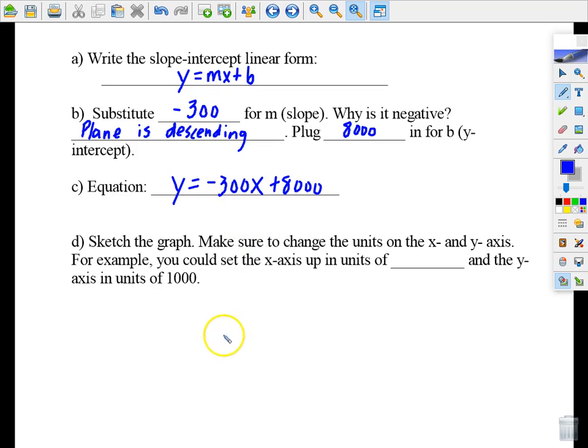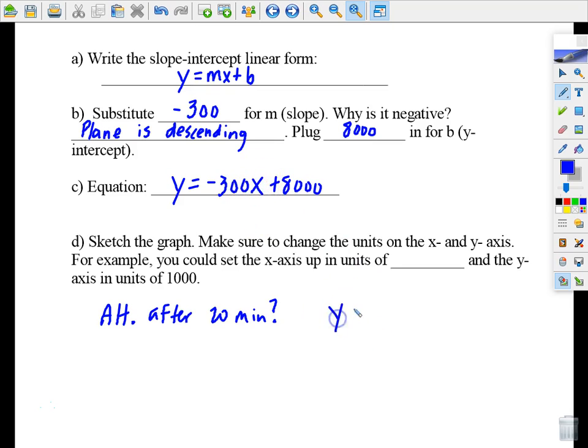Again, don't worry about sketching the graph at this point, but I did this example with the class. Now that we have our linear model, let's make some predictions. For example, what is the altitude of this plane after 20 minutes? After 20 minutes of beginning this downward progression at 300 feet per minute, how would we know the altitude, which in this problem is given by the variable y, after an input of 20 minutes?